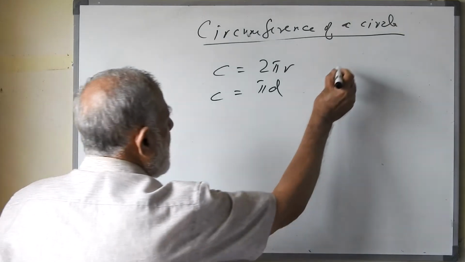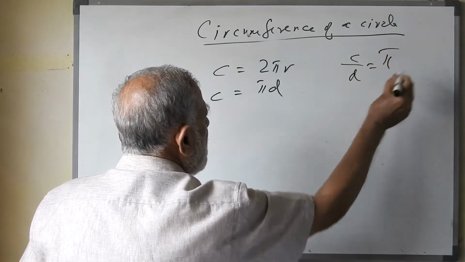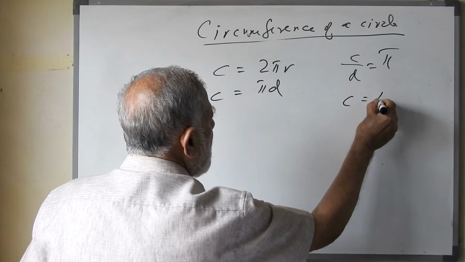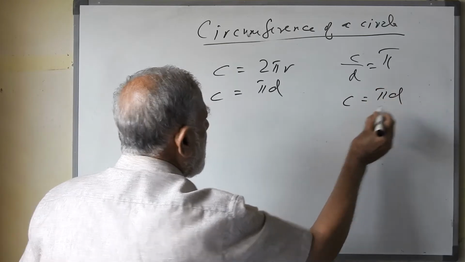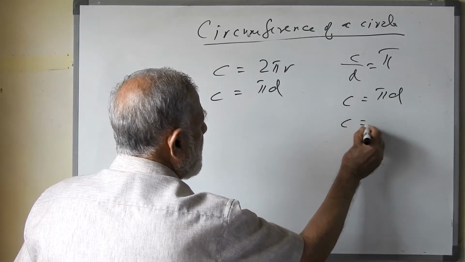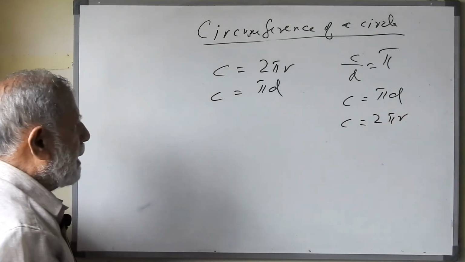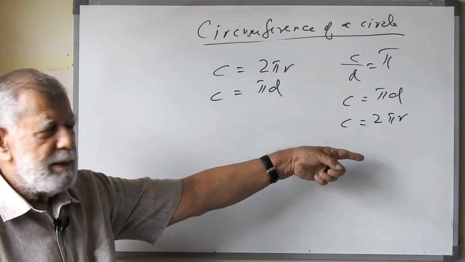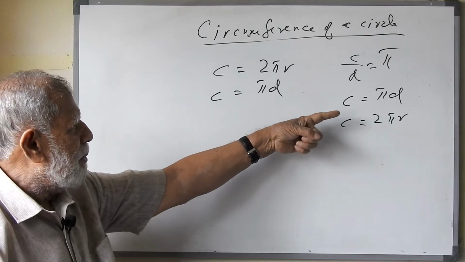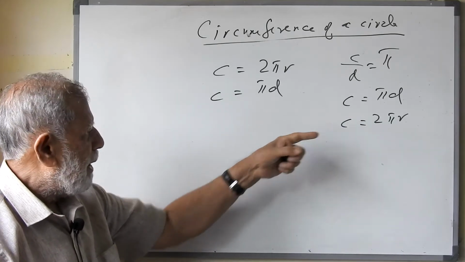Now we got C upon d is equal to pi. So when you cross multiply, C is equal to pi d. Now d is equal to twice radius, so we call it C is equal to 2 pi r. So both the formulas you must memorize. When they give the diameter, you use this formula. When they give the radius, you use this formula.